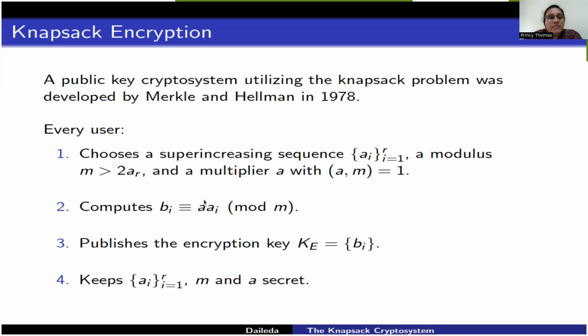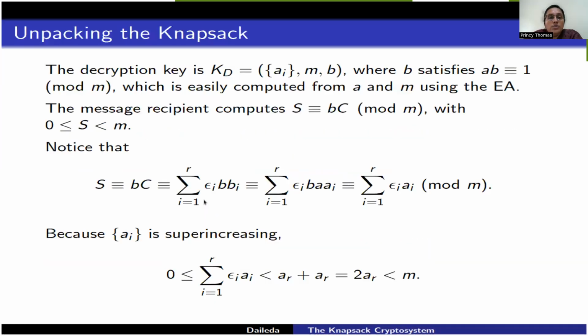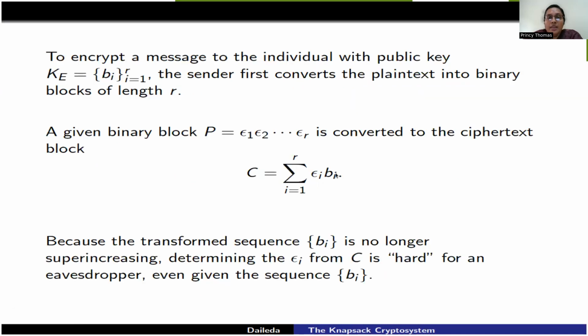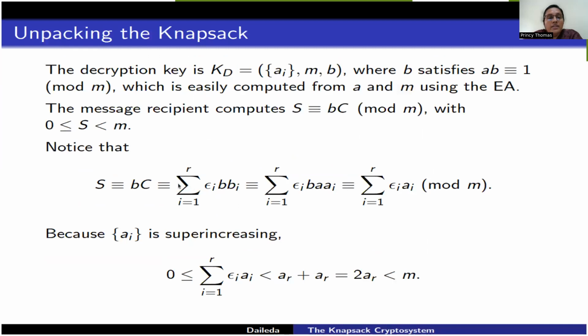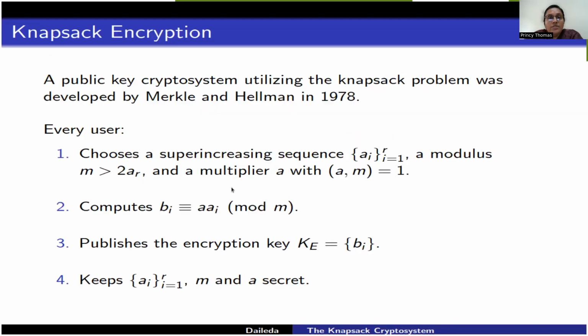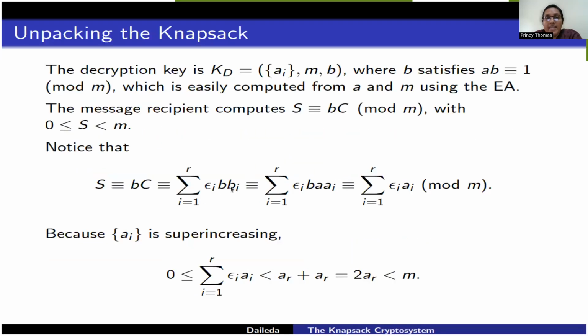Whoever the user is, with this information, is he able to calculate b? What is C? C is equal to the sum of epsilon_i b_i. So over here in C, when you put in epsilon_i b_i, we get epsilon_i b b_i. Now what is b_i? We saw over here that b_i is equal to a·a_i. So b_i is written as a·a_i.